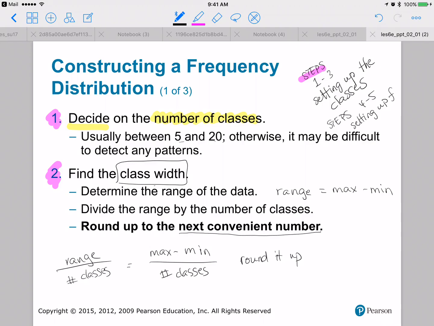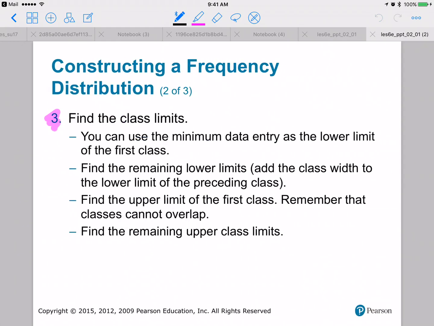So it might be that a convenient number is the next integer. It might be that it's a decimal. It depends on the data set that you're working with. Okay, once you've found the class width, now it's time to set your class limits. So you've got upper limits and lower limits.